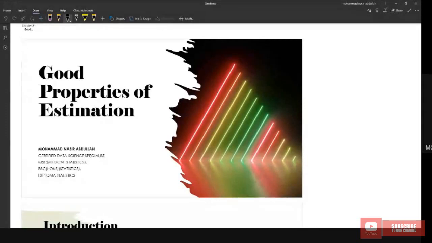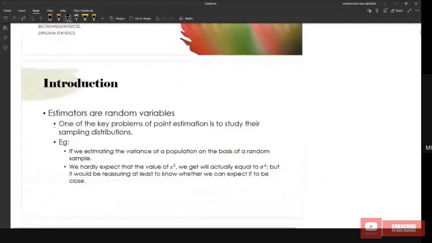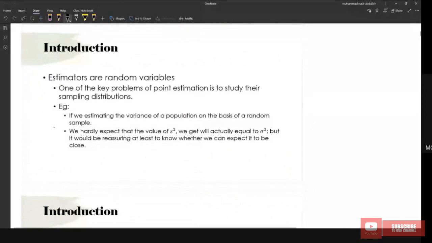So today we're going to start with a new topic under chapter number 2, which is estimation. This is a topic about good properties of estimation. First, for introduction, estimators are random variables. So one of the key problems of point estimation is to study their sampling distribution, right?